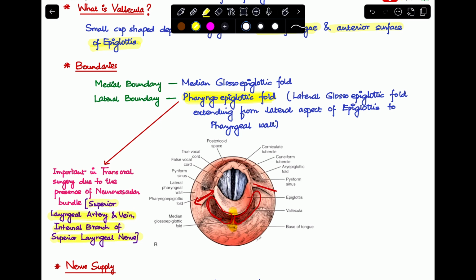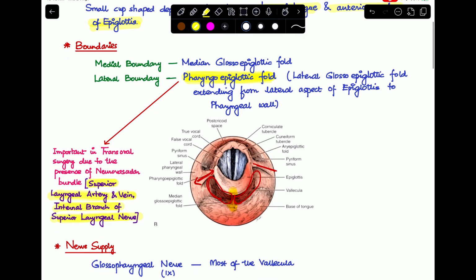Because these neurovascular bundles pass through it, this is a very important landmark in transoral surgeries in cases of larynx and hypopharynx carcinomas. So this is about the boundaries of the vallecula.